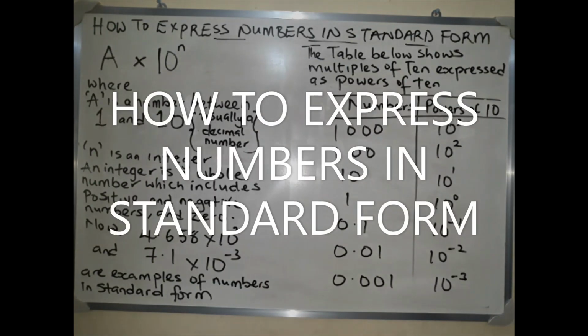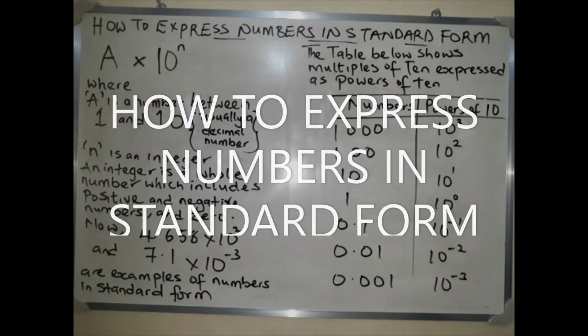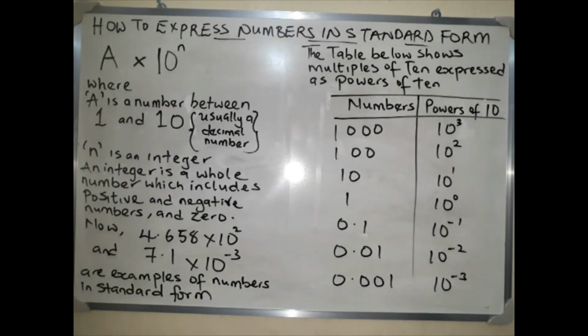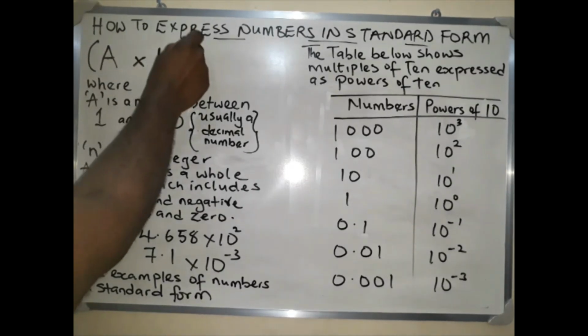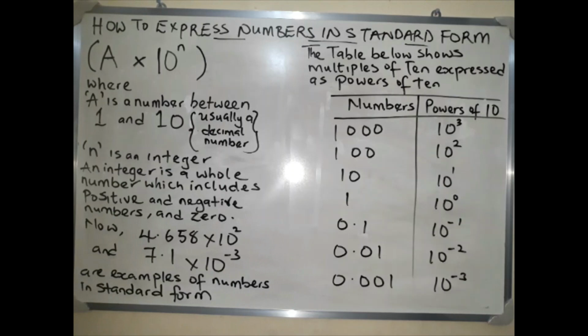Today we will be learning how to express numbers in standard form. Now, a number is said to be in standard form when it is written as a multiplied by 10 raised to power n. A number is said to be in standard form when it is written or expressed in this form.